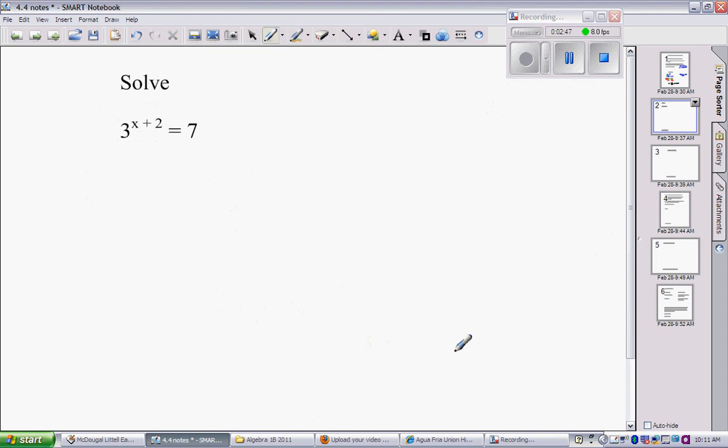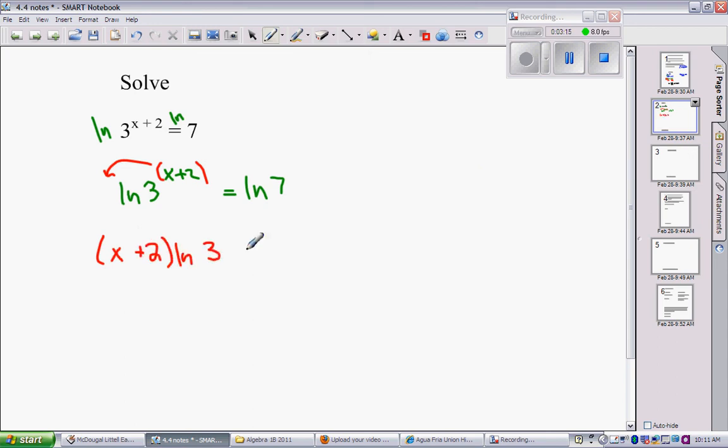Let's do some more problems. So now we got 3 to the x plus 2 equals 7. X is in the exponent spot, so we need to take the ln of both sides. So you get the ln of 3 to the x plus 2 equals ln of 7. Put parentheses around that x plus 2 because you're moving it all down in front, and it's all multiplied by the ln of 3.